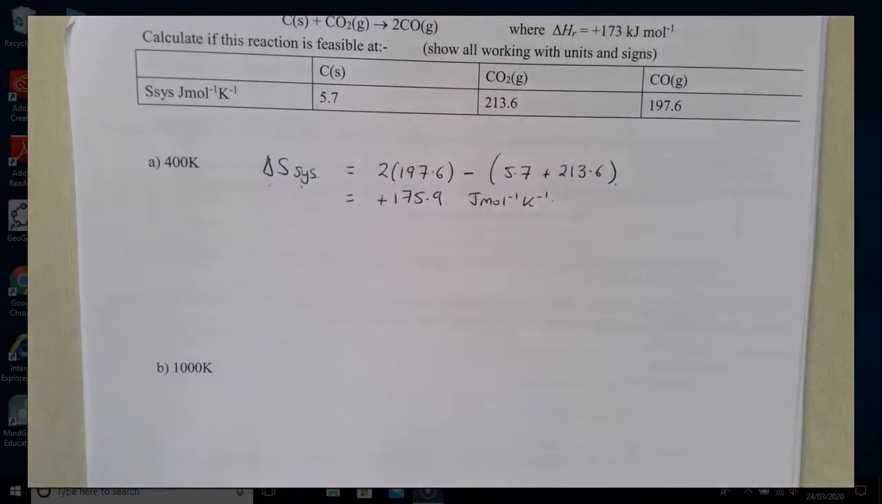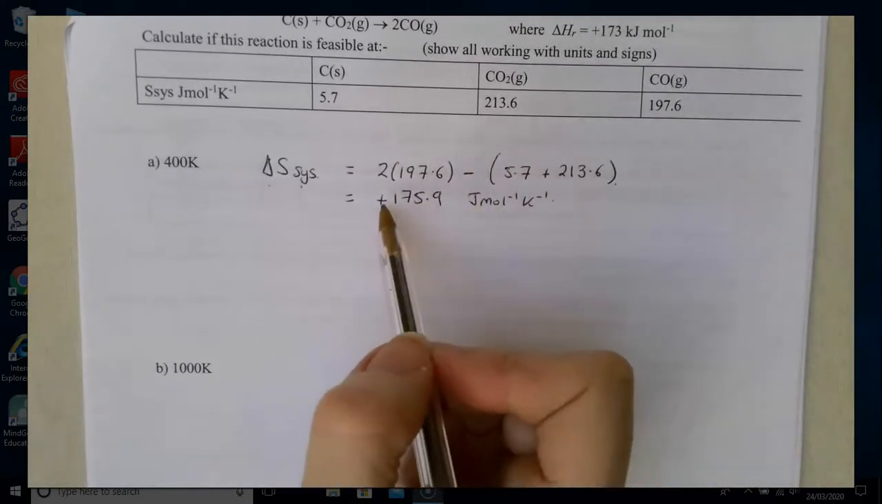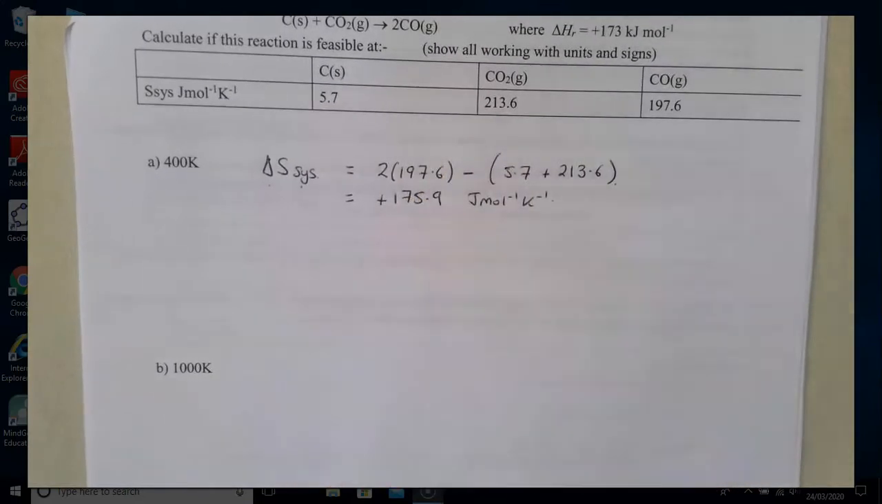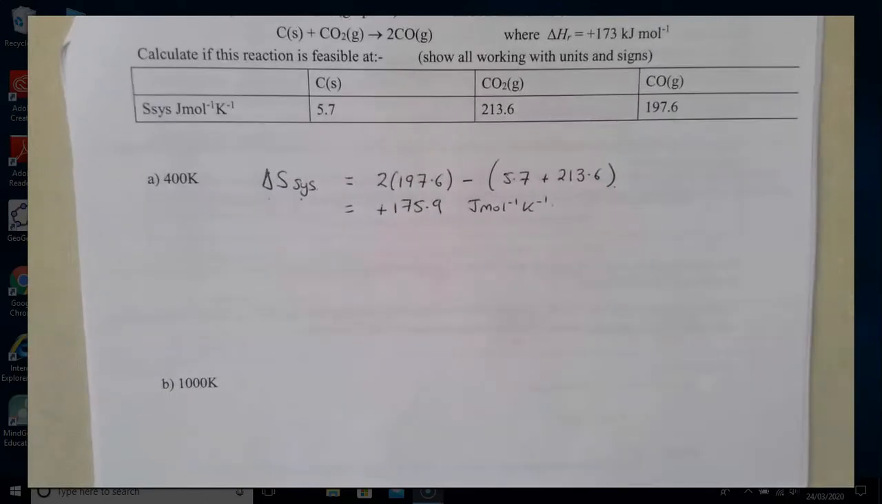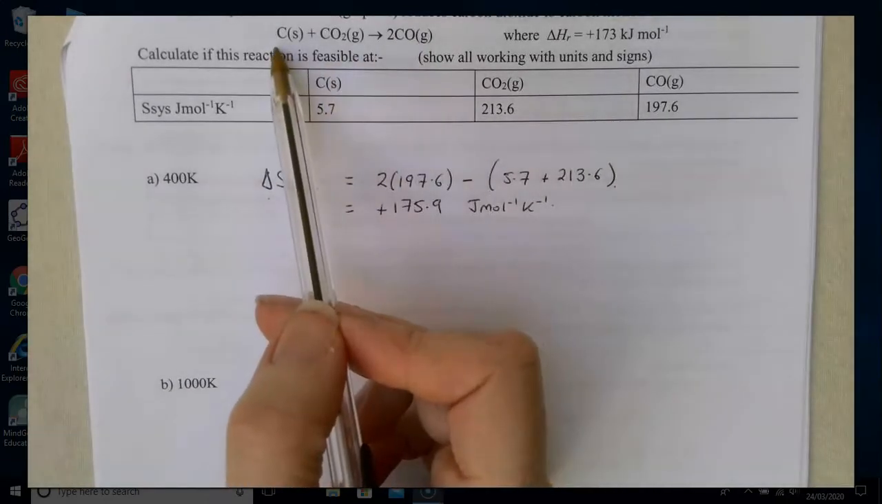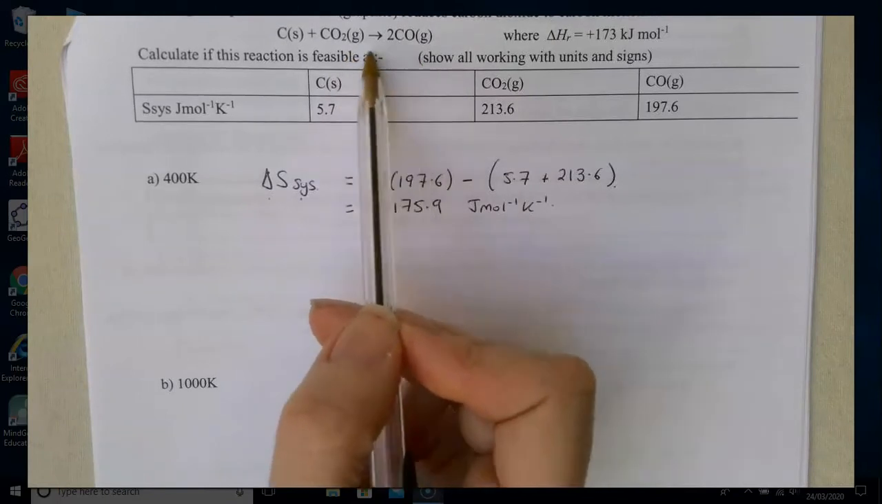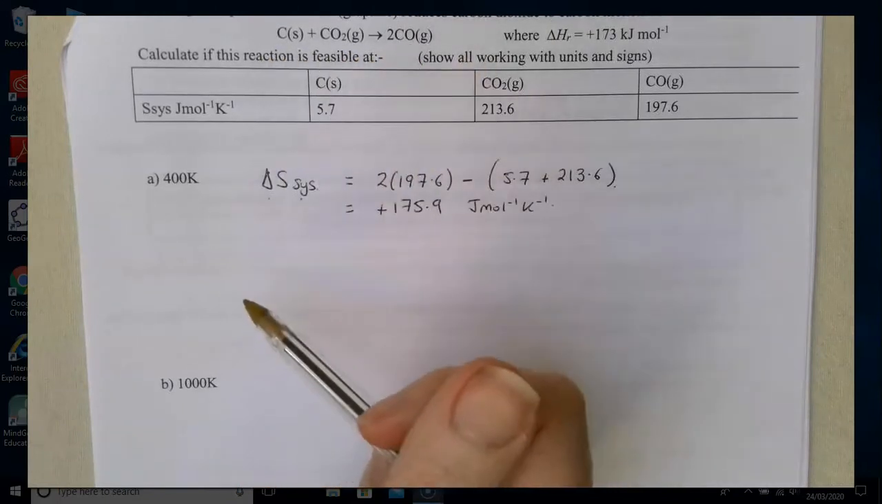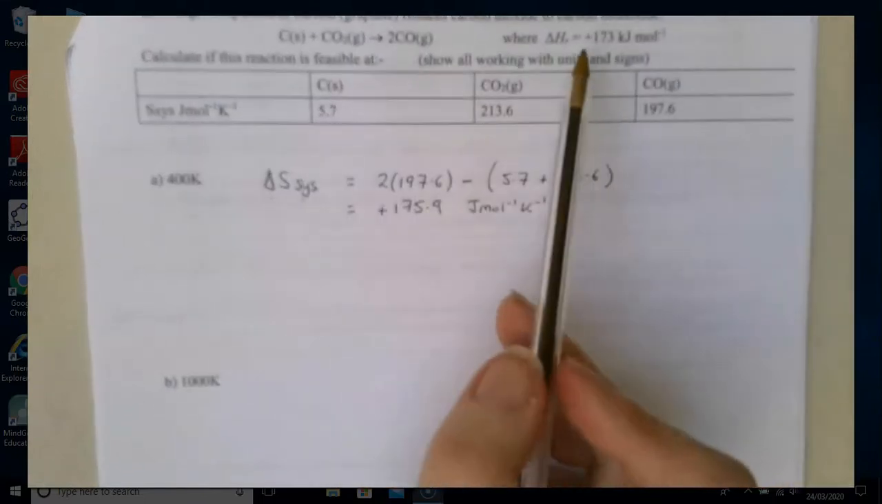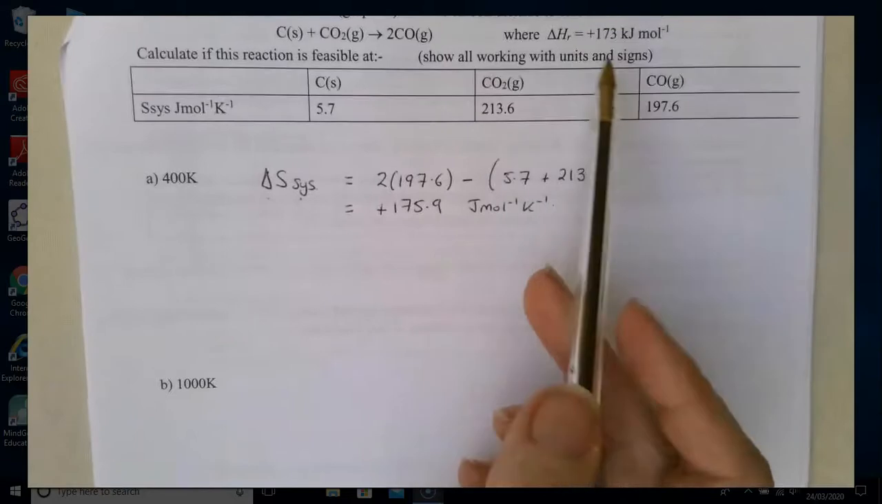Now, I need to ask myself, does that make sense? Well, it does in this case because I've got a positive value here, and that makes sense from my equation at the top of the page, because I'm going from a solid and 1 mole of gas to 2 moles of gas. So I'm expecting to see a positive delta S system. But this reaction, you'll notice, is endothermic, plus 173.